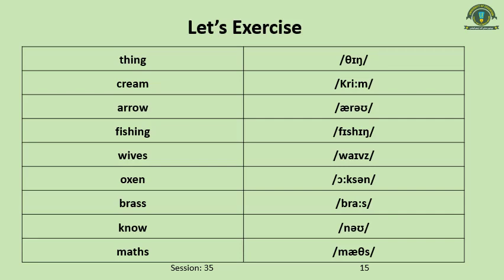tree, arrow, fishing, wives, oxen, brass, no, maths. Well, one word written in general English, then transcribed phonetically.